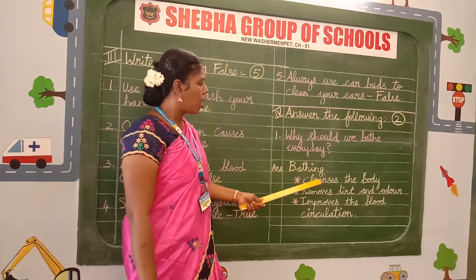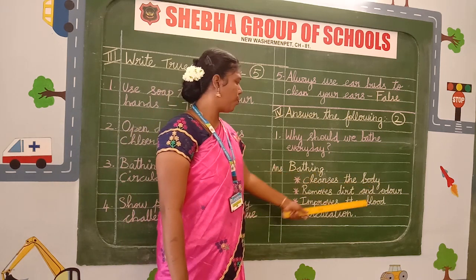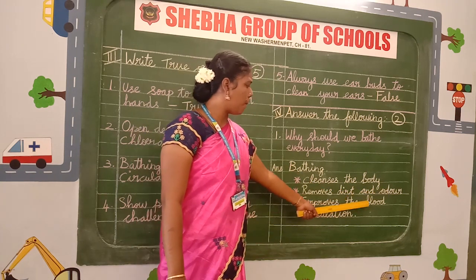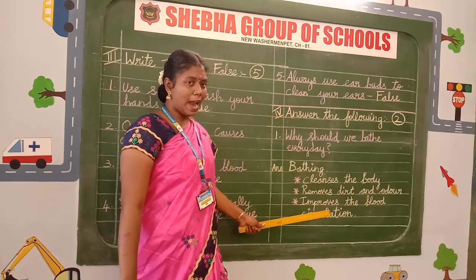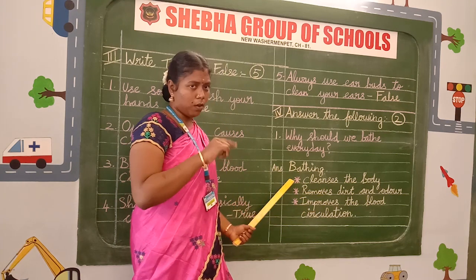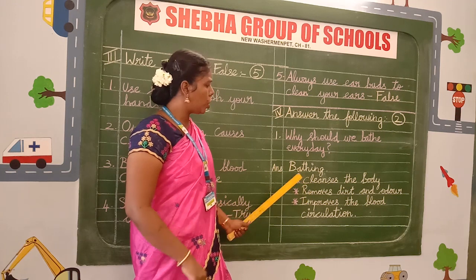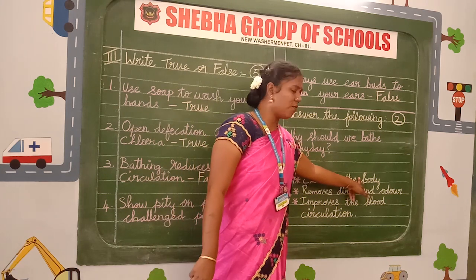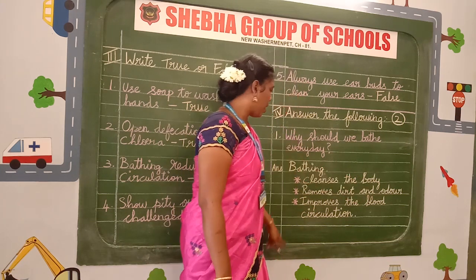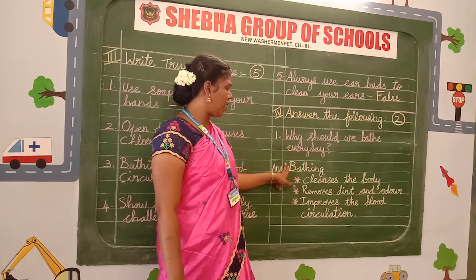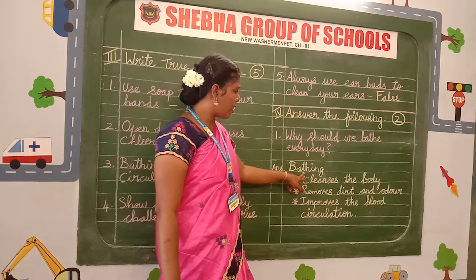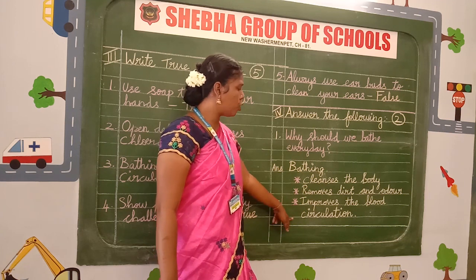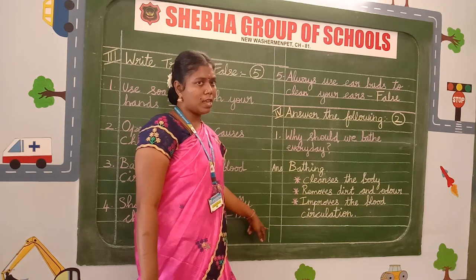Bathing cleanses the body, removes dirt and odor, improves the blood circulation. Don't leave the line here. You put the star. Okay, this is the 3 points here. So you don't leave the line, you just put the star here. And then you can use a finger gap between the words, write neatly. Okay, before writing this answer, you can leave the 2 finger gap here. Okay, then you can write the heading for bathing. Then you can write the 3 points here. After finishing 3 points, you just cover the line by using a scale and pencil.